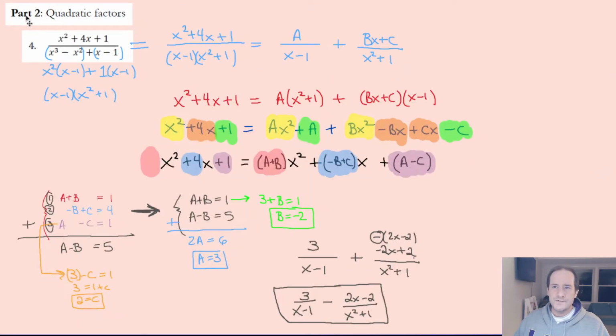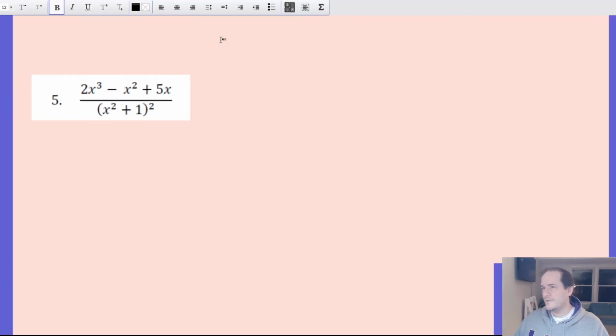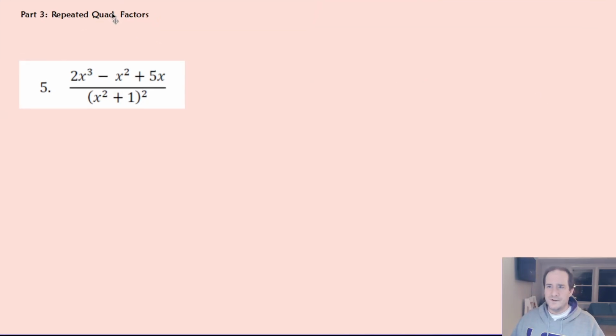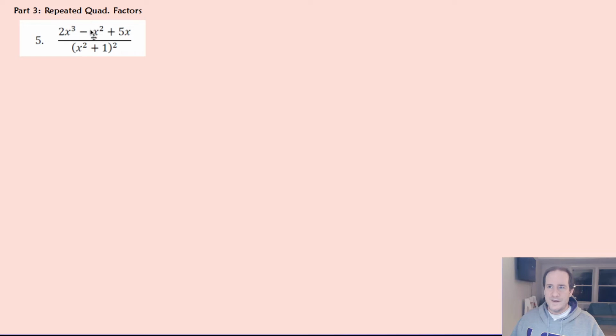So this thing says part 2 quadratic factors. Then we go here. And what it doesn't say is this should be called part 3. I wonder if your homework says that and I just failed to bring that with me. But it really should say part 3, repeated quadratic factors, because we know that we deal with repeated factors differently. So let's make sure we remember that this is a repeated quadratic factor.